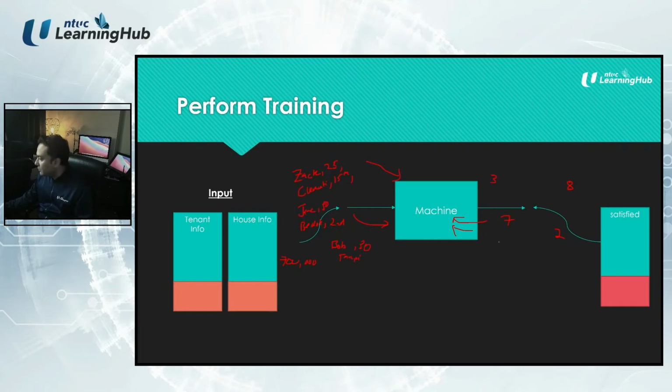Machine saying Bob actually will love the house. It's 9. And what do you know? Bob really loved the house because the machine was able to adjust itself to figure out that Bob will like the house from the 700,000 data that it had trained on.